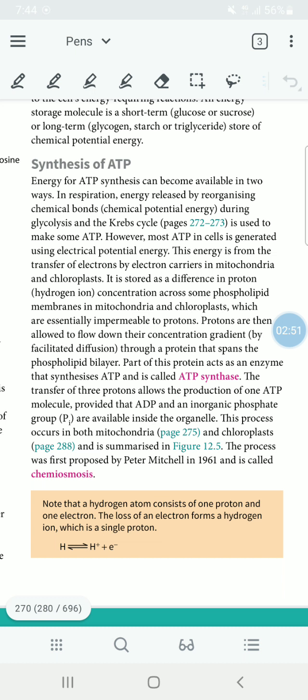It is stored as a difference in proton concentration. A proton is a hydrogen ion. A hydrogen atom has a proton and an electron, and it does not have neutrons. An ion means its electron has been removed. When the electron has been removed, it is simply a proton that remains. So an H plus ion is similar to a proton. It is a proton.